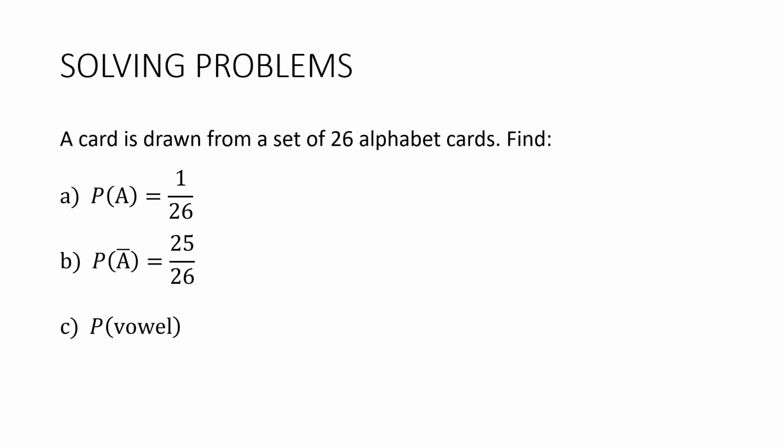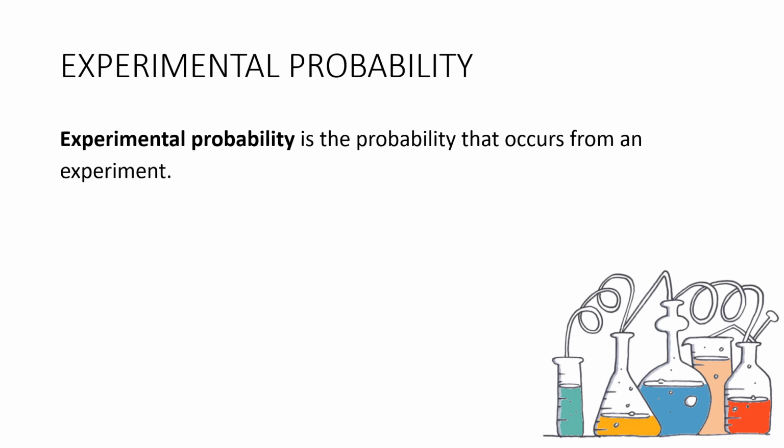The probability that it's a vowel. How many vowels are there? A, E, I, O, U. There's 5. So 5 out of 26. And then finally, the probability that it's a consonant. That actually is the complementary event to this one. Or we could count the consonants. Probably easier to do it this way though. 26 take away 5 is 21. So 21 on 26.